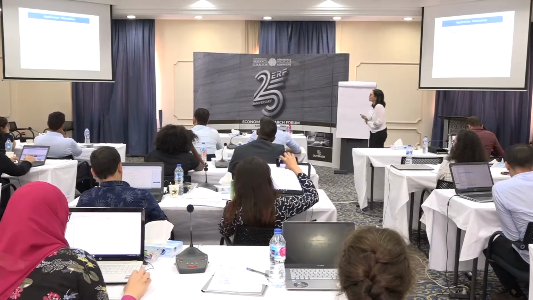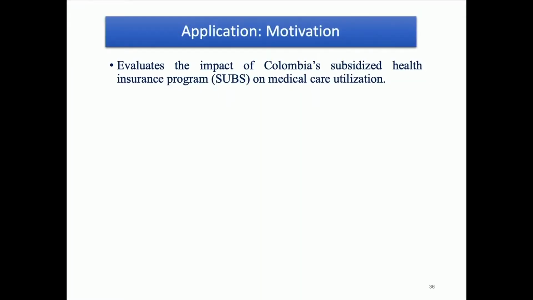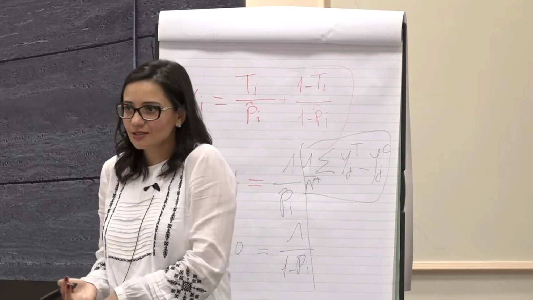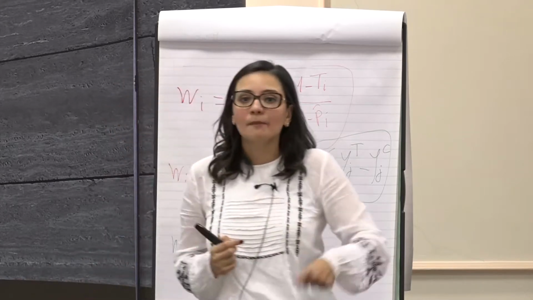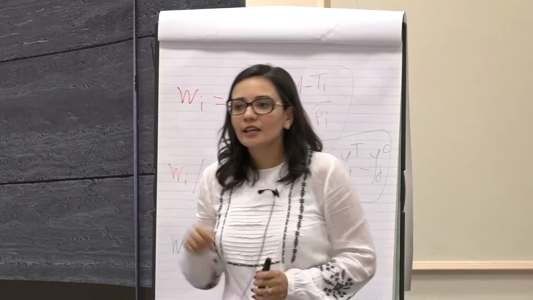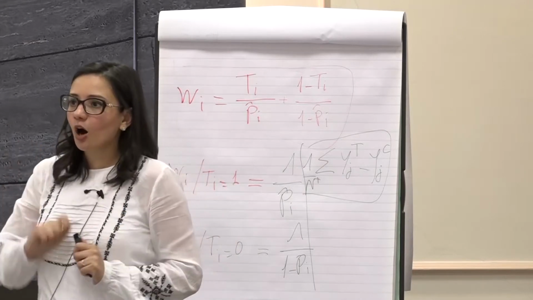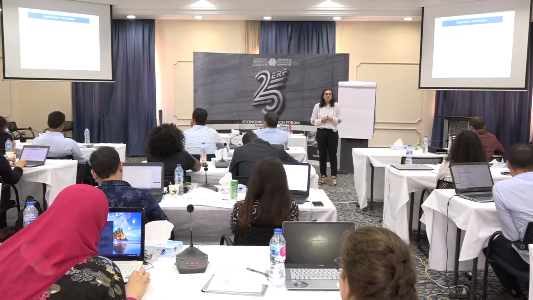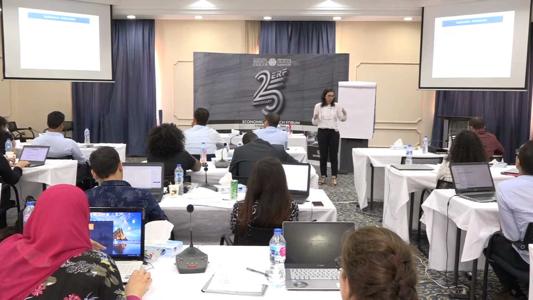Okay, so the motivation of this paper, as I said, is that they try to evaluate the impacts of Colombia's subsidized health insurance program, which they abbreviate as subs, on medical care utilization. So the treatment is: are you a member of subs or not? And your outcome variable here is not your income, not your children's nutritional status, it's just the medical care utilization. They want to see if mainly the poor who become members of subs will be using more medical care or not.